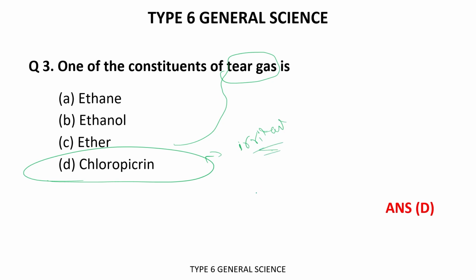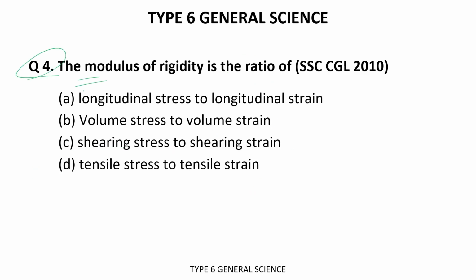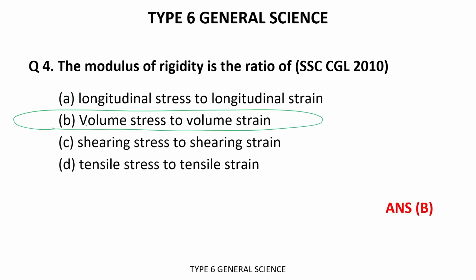Now the fourth question we have: modulus of rigidity is the ratio of longitudinal stress to longitudinal strain, volume stress to volume strain, shearing stress to shearing strain, tensile stress to tensile strain. 15 seconds you have to think and answer. Your time starts now. Time's up. The correct answer is B.